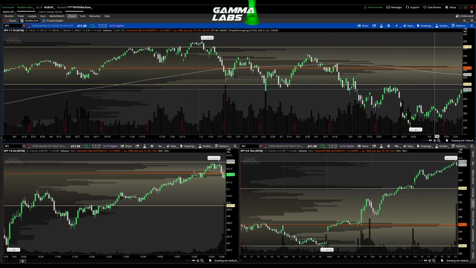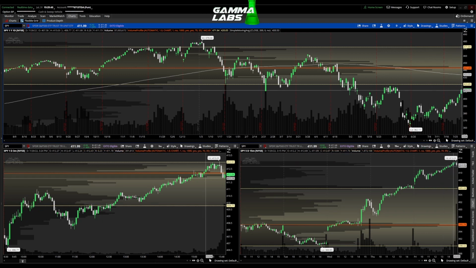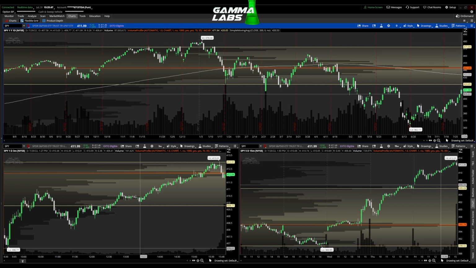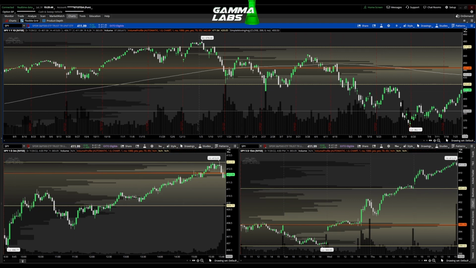On Friday, I did enter 412 puts for this week. But what I'd like to see is this move come back down to the 405 range, because this is a hell of a run. But as I'm looking at it on the daily, if we're targeting liquidity, we want to see this up here get run. So if we're going to run these buy stops, we're looking at the 420.05 level.